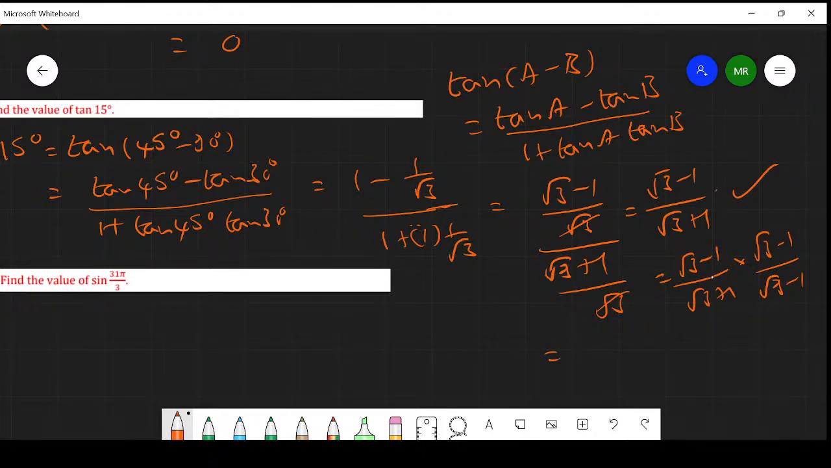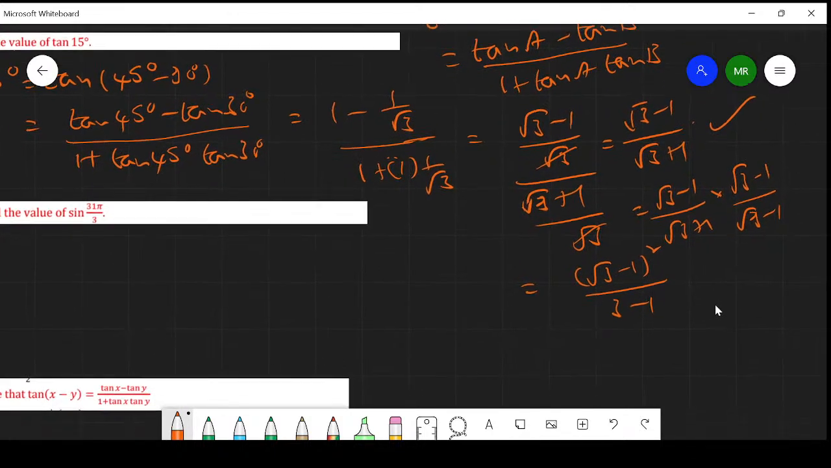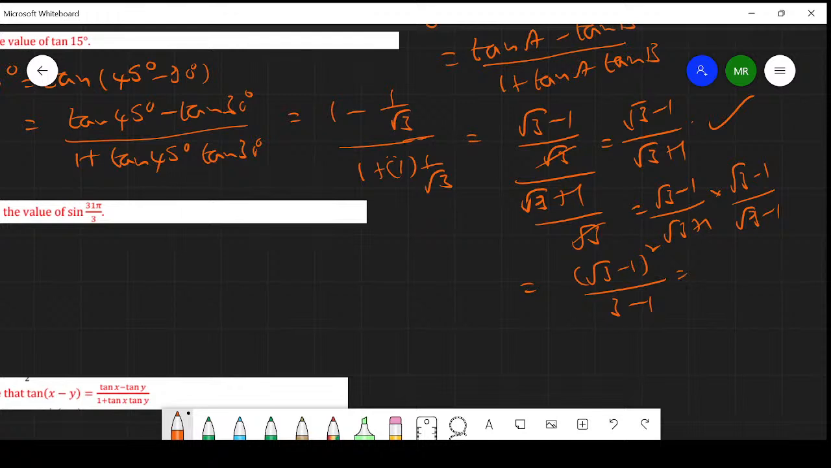If I simplify this, root 3 minus 1 whole square by denominator 3 minus 1. It comes 3 minus 1. So this will become a minus b whole square, because I expand. It comes 4 minus 2 root 3 by 2. Take 2 common. It comes 2 minus root 3.